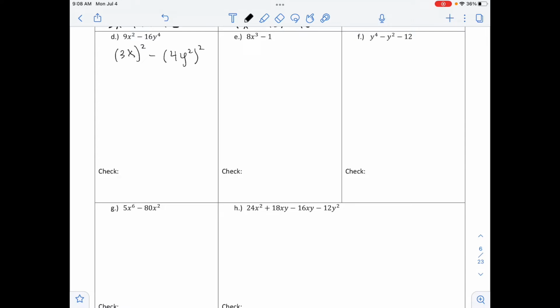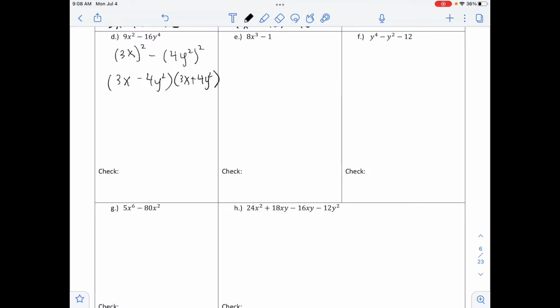So again, you can check that using those exponent properties. From here, we're going to use our difference of squares, which is now going to be our 2 factors, which is 3x and 4y squared. And one of these factors will have a minus, and the other one will have a plus.